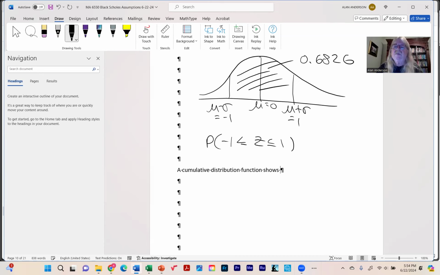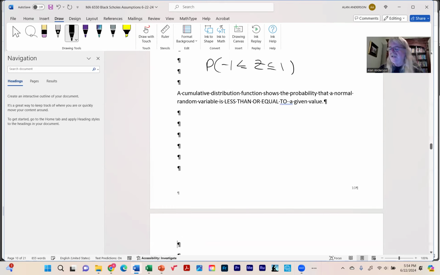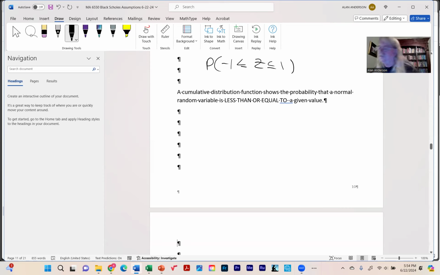Now, what we also have corresponding to this probability density function is called a cumulative distribution function, which shows the probability that the normal random variable is less than or equal to a given value. For example, what if I want to know the probability that z is not between negative and positive 1? Something like this.